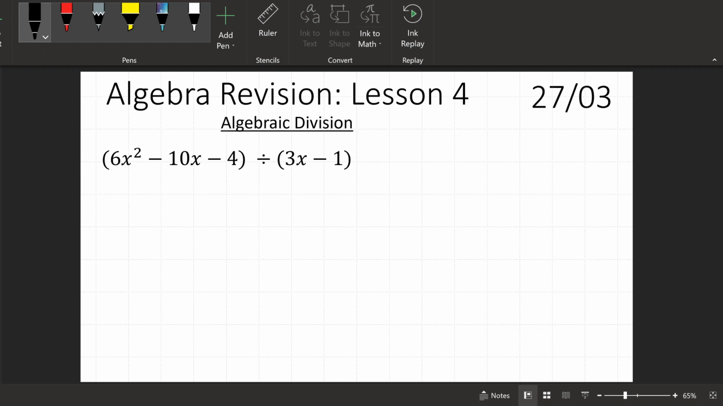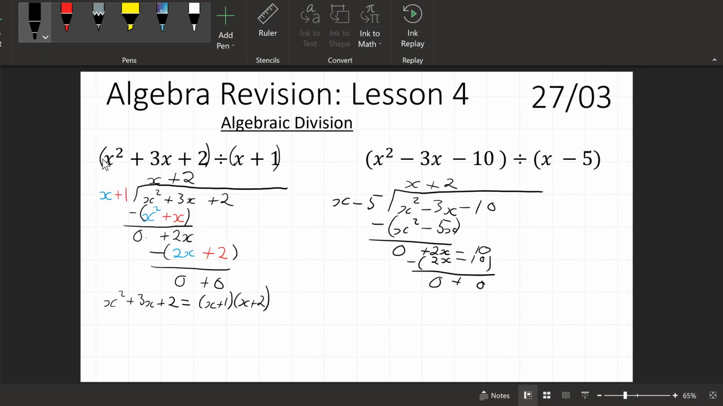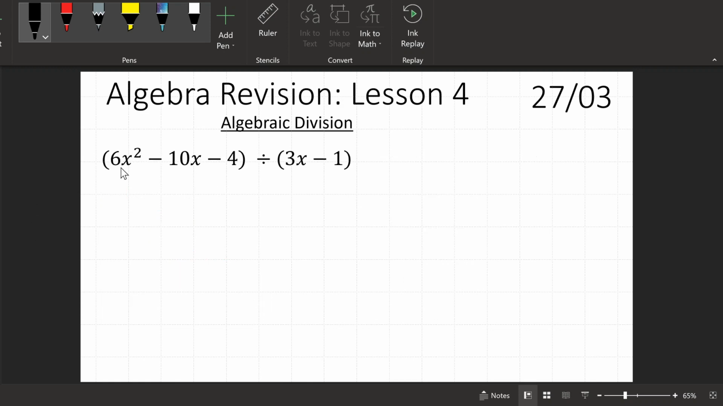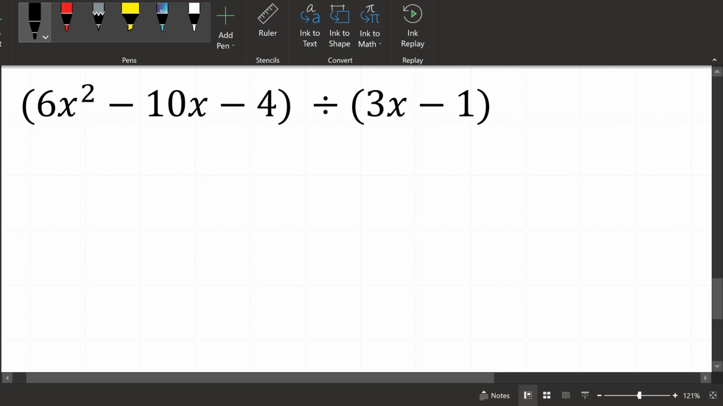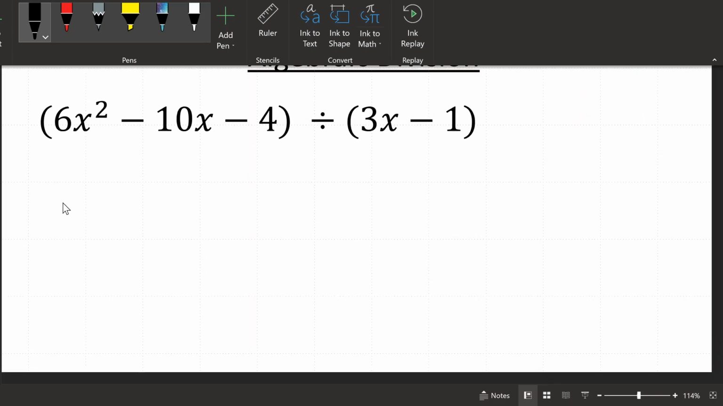Now, this one's a little bit different because in the last two, we didn't have a coefficient, a number in front of the x squared. This time we do have a coefficient for x squared, but beyond that it's not any different. So let's zoom in here and we'll have a look at this equation. Okay, so we've got 3x take away 1, we've got 6x squared, 10x, sorry, minus 10x, and our minus 4.